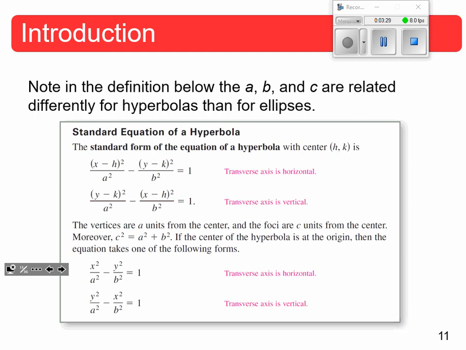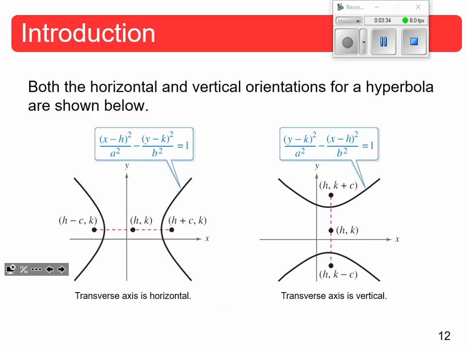And we have the equations if it is at the origin. So these here are two different setups for these here. So our foci, h plus or minus c comma k for these here, and then we have it with h.